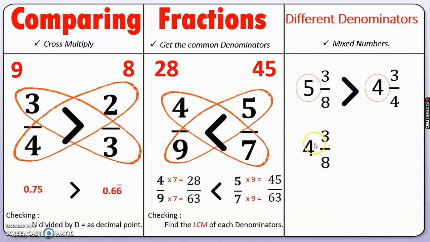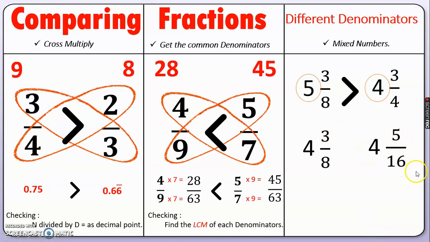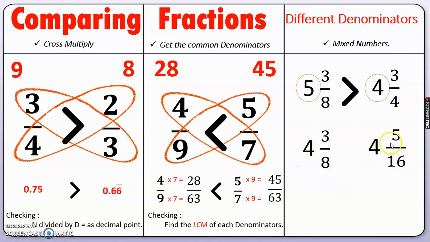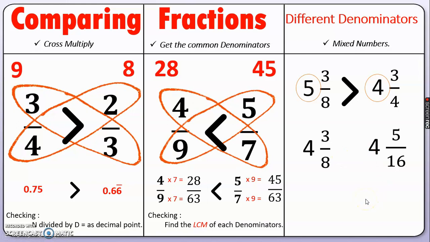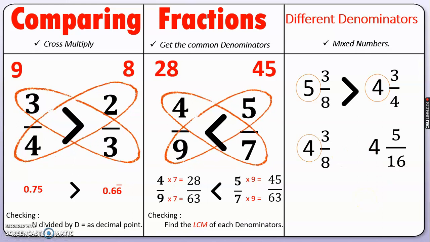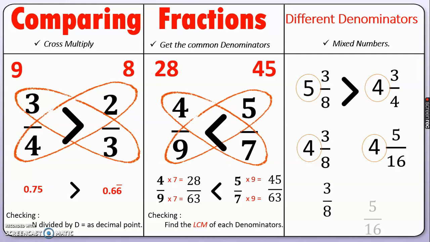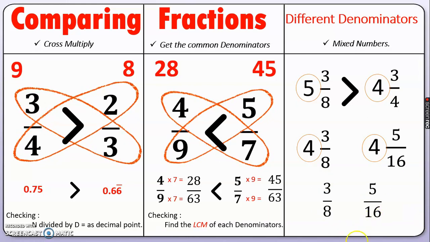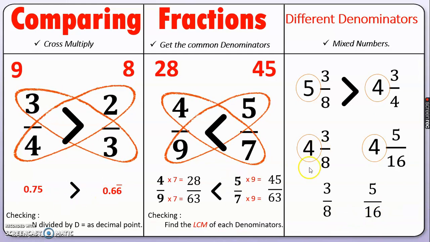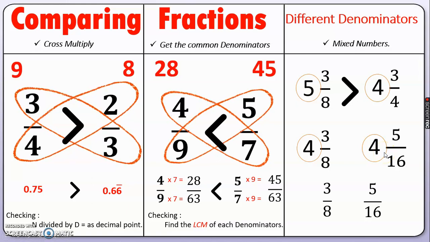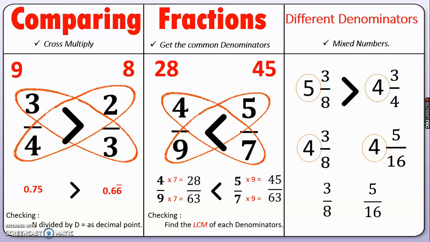How about this one? 4 and 3 over 8, and 4 and 5 over 16. So you can see, kids, they have the same whole number. So what can we do? They have the same, right? 4 and 4. So now, if we have the same whole number in our mixed numbers, all you have to do is compare their proper fractions.